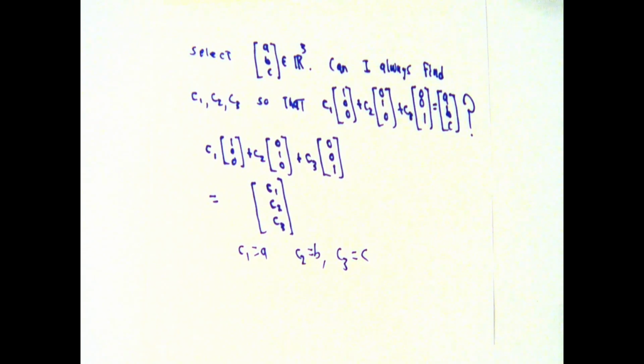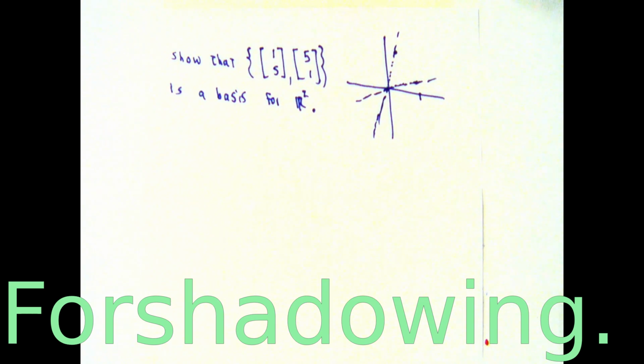This set of 3 vectors in R3 are linearly independent, and they certainly span the space. Those 3 vectors form a basis. I want to look at one other example of this before I quit this video. I want to show that the set of vectors, the first one 1, 5, and the second one 5, 1, is a basis for R2.